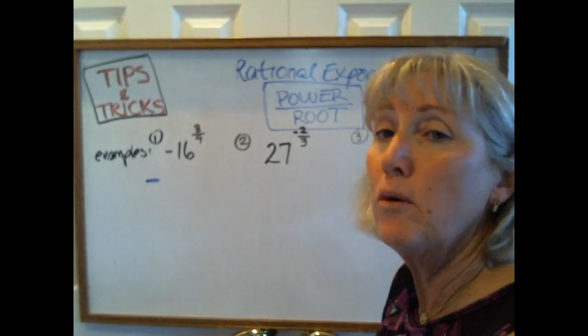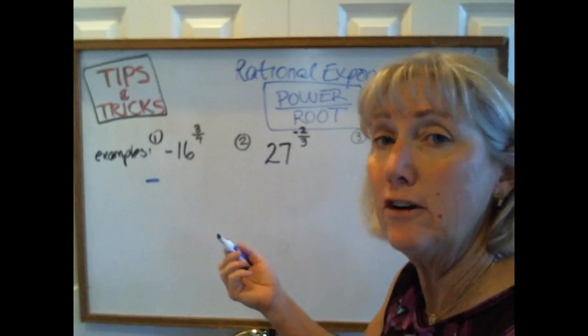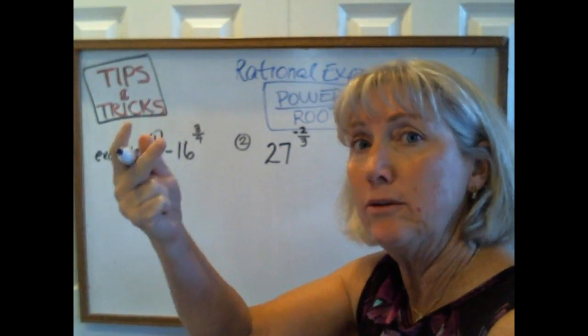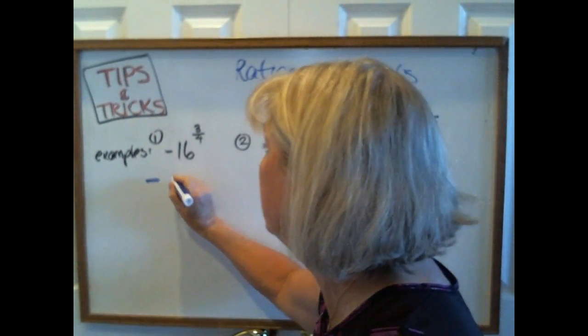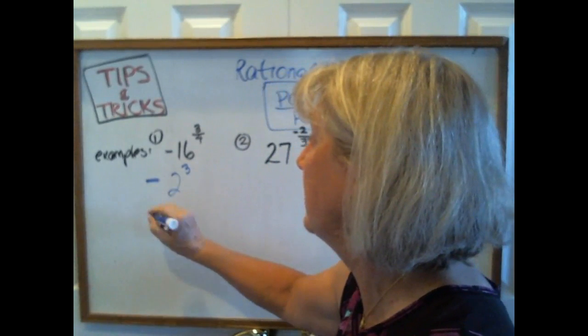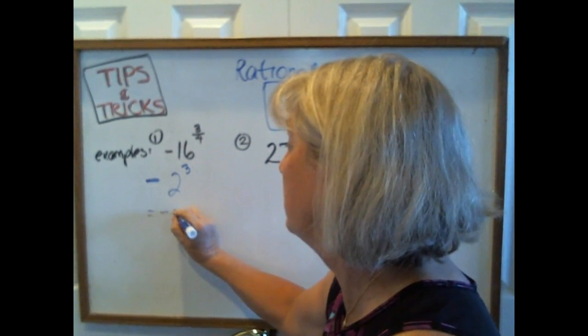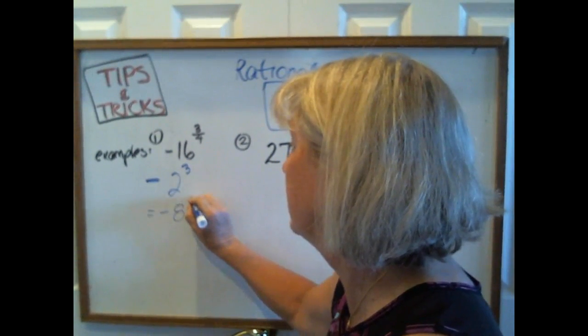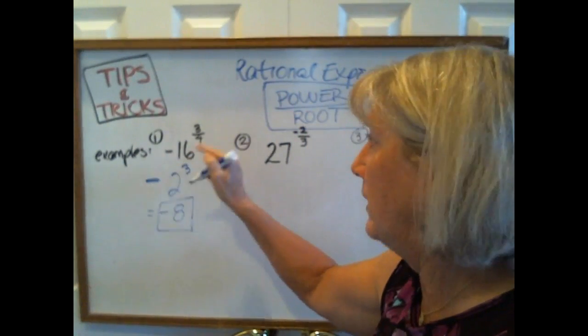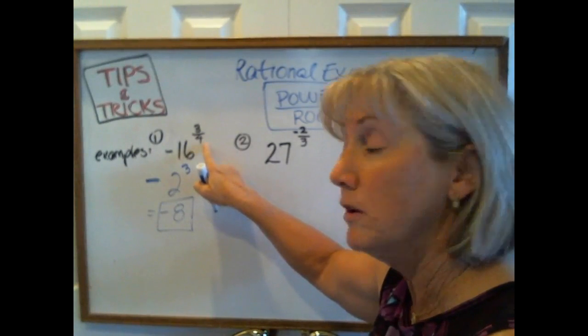And we're going to take the fourth root of 16 first. So that would be 2, because 2 times 2 times 2 times 2 is 16. So it would be 2 to the third with the negative sign outside. And so this one would be negative 8 as our final answer. So notice the parentheses in that one. And again, my hint is to do the root first.